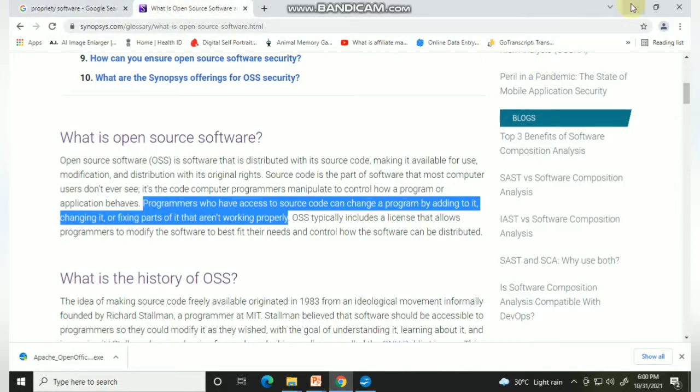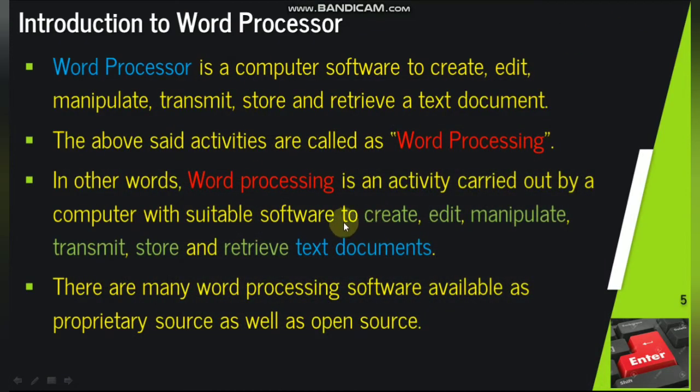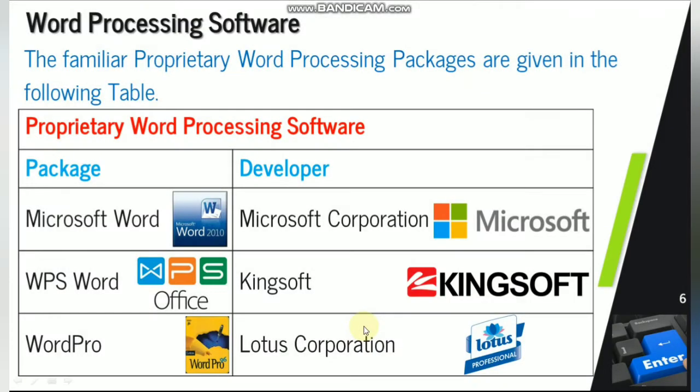So our Open Office software is an open source software, so it is free of cost. Now these are some of the proprietary word processing software. For example, MS Word, WPS Word, and you can see this WPS in your mobile phones, and Word Pro. Microsoft Word is developed by Microsoft company. WPS Word is developed by Kingsoft company. Then Word Pro is developed by Lotus Corporation.